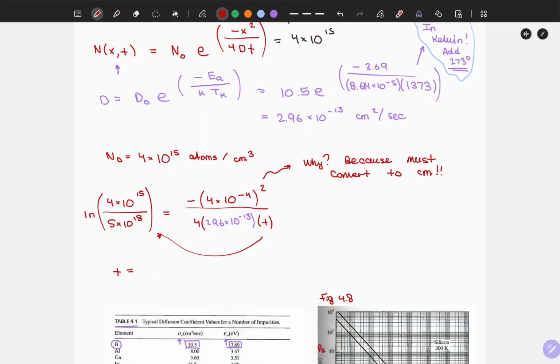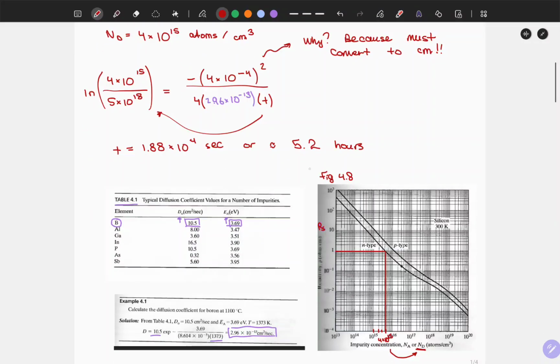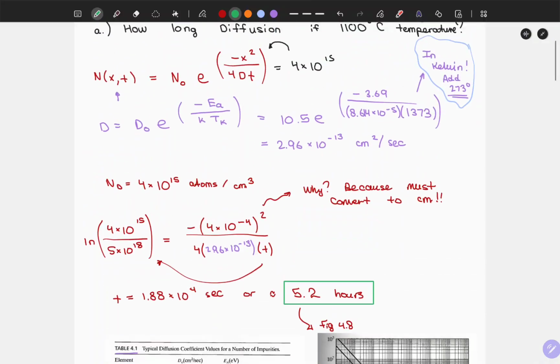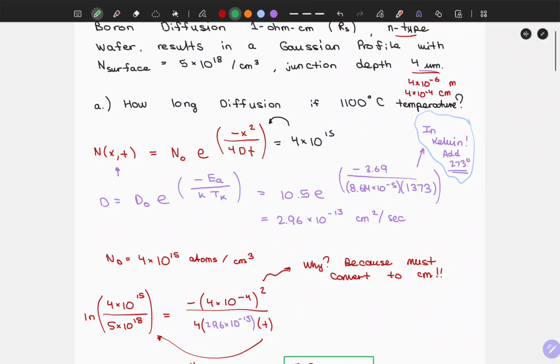So if we just kind of do some plugging and chugging, we will get that t is equal to 1.88 times 10 to the 4th seconds, or approximately 5.2 hours. And this could vary slightly based on your calculations and based on the value that you chose in the figure. But we got 5.2 hours for our time to do the diffusion. Now, this makes sense. We have a Gaussian profile. We're doing a deep drive in at a relatively stable temperature.